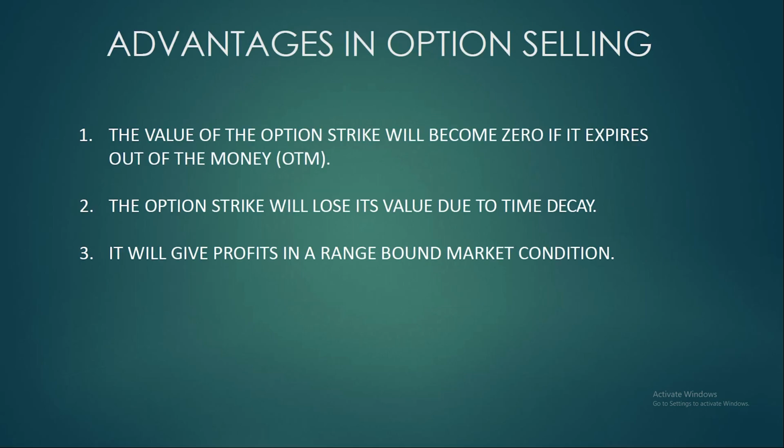And what are the advantages in option selling? The main advantage is that the value of the option strike will become zero if it expires out of the money. The option sellers first sell options, which means they collect the premium from the buyers, and the premium will become zero if the option strike expires out of the money. It will become zero because of time decay. I will explain it through Opstra. It will give high profits in a range bound market. I will explain it through Opstra Define Edge.